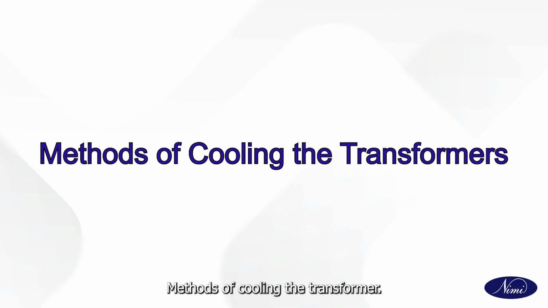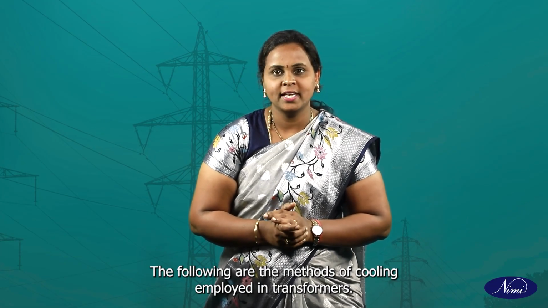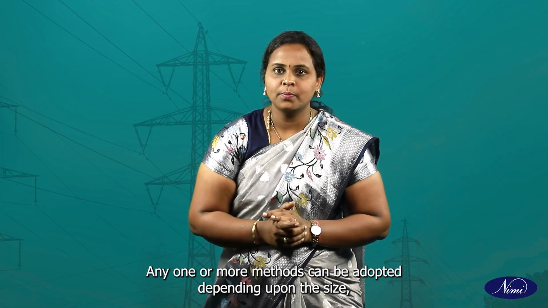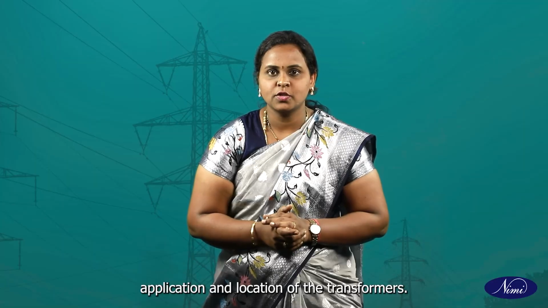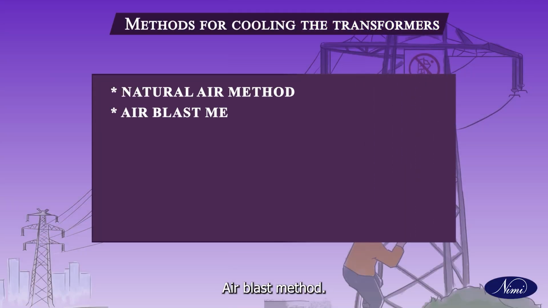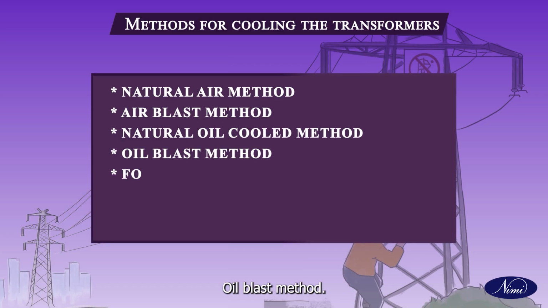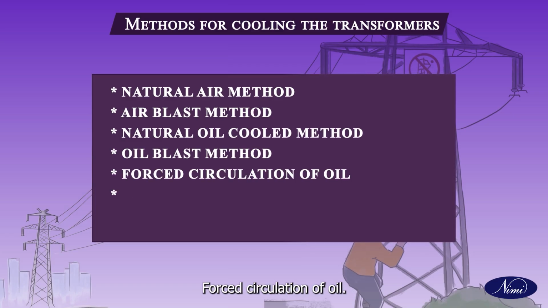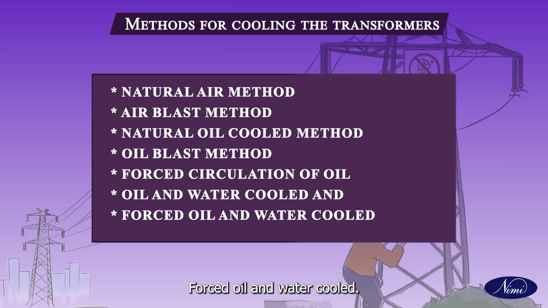Methods of cooling the transformer. The following are the methods of cooling employed in transformers. Any one or more methods can be adopted depending upon the size, application and location of the transformers. Natural air method, air blast method, natural oil cooled method, oil blast method, forced circulation of oil, oil and water cooled, forced oil and water cooled.